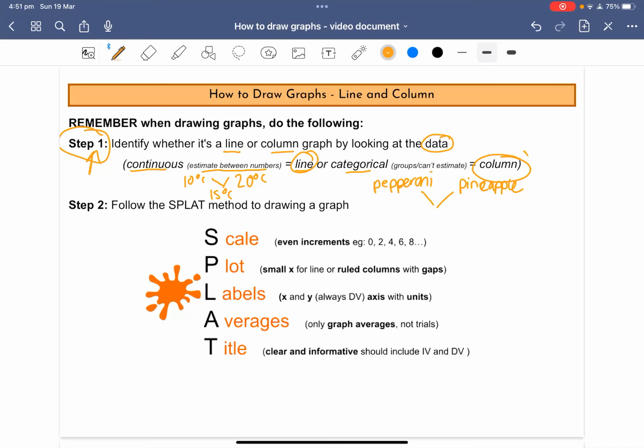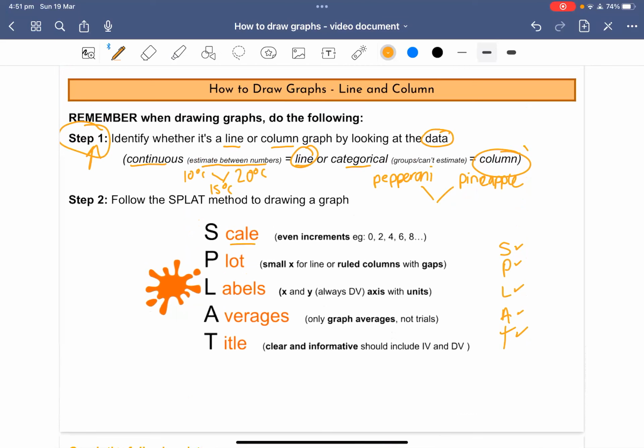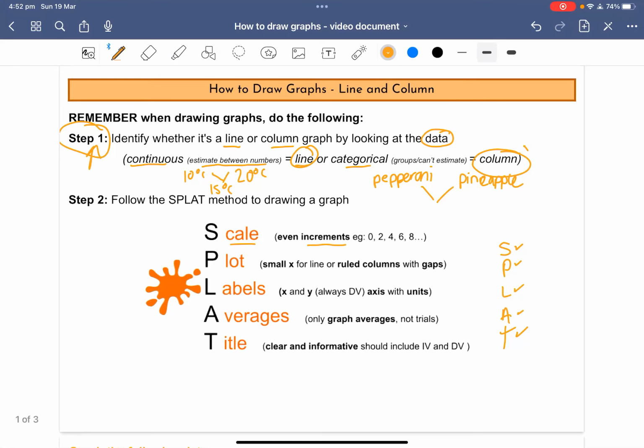The second step is to follow the SPLAT method. Now the SPLAT tells you, and you should write every time you're doing a graph, you write SPLAT just down the side of your page so that can help you remember what you need to have included in your graph and tick it off as you do it. So every time you graph, you should have scales on your two axes, and your scale should be even increments. And I'll show you how to do that in a moment, but it means that every box on your graph should go up by the same amount. So if it goes up by twos, it goes up by twos every single time.